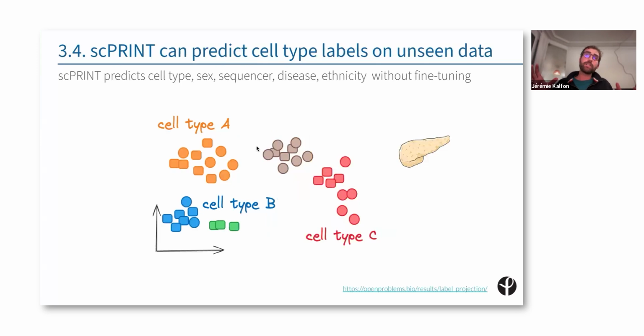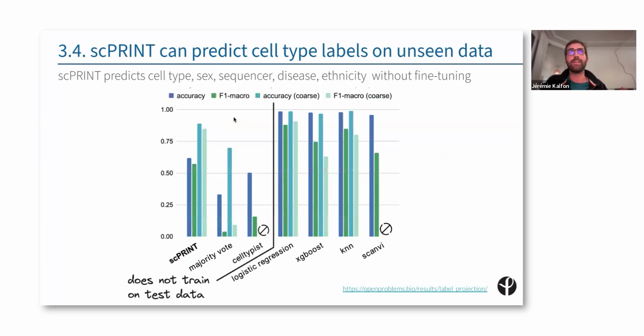Okay, and so the second task here is predicting cell labels. So we look at cell type prediction, but scPRINT can perform many other types of prediction, as I mentioned: sex, sequencer, disease, ethnicity, zero shot, without having to be fine-tuned on anything, just from raw sequencing data again. And again here, scPRINT does not perform better than the state-of-the-art machine learning models like logistic regression and XGBoost.